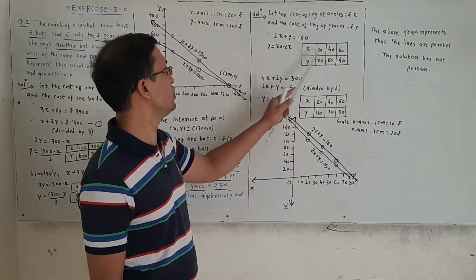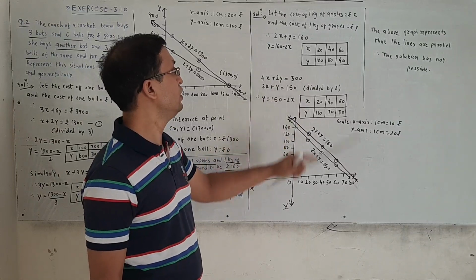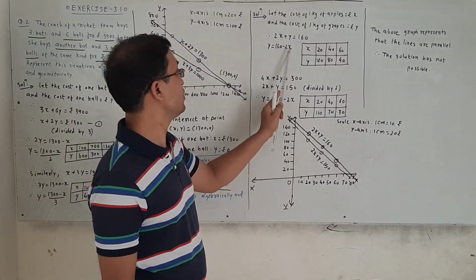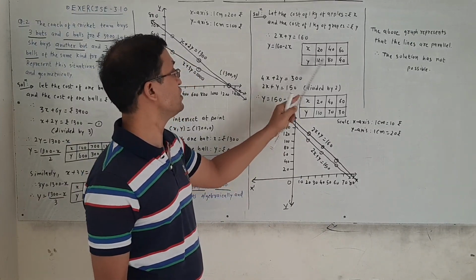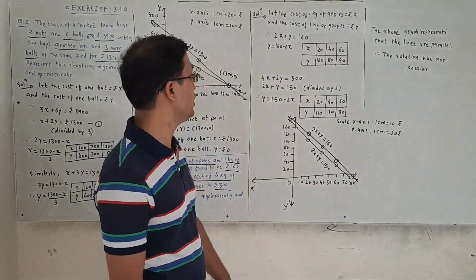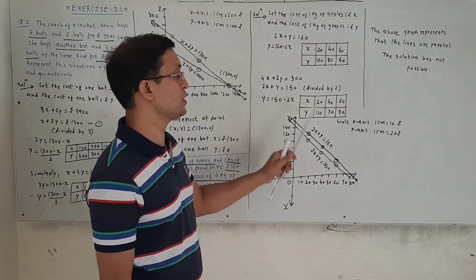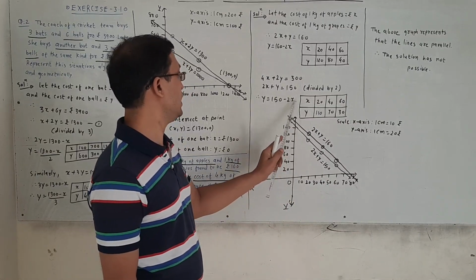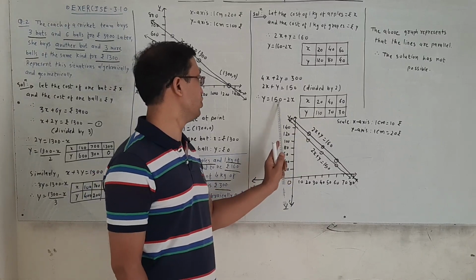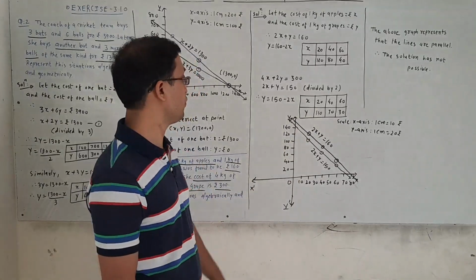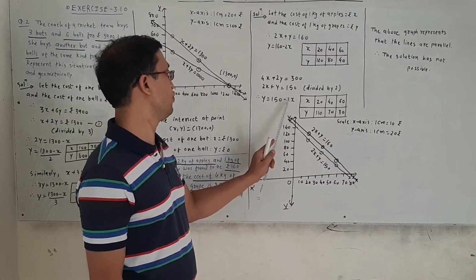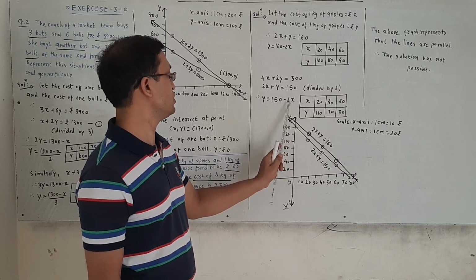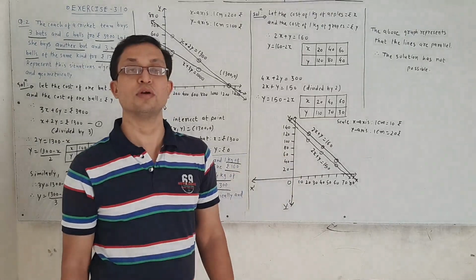Another value, x is equal to 40, 160 minus 80, that is equal to 80. And x is equal to 60, 2 into 60 is 120, 160 minus 120, that is equal to 40. So similarly here, 2x plus y is equal to 150, y is equal to 150 minus 2x. Similarly, x is equal to 20, y is equal to 150 minus 40, that is 110. x is equal to 40, 150 minus 80, that is equal to 70. And x is equal to 60, 2 into 60 is 120, 150 minus 120, that is equal to 30.